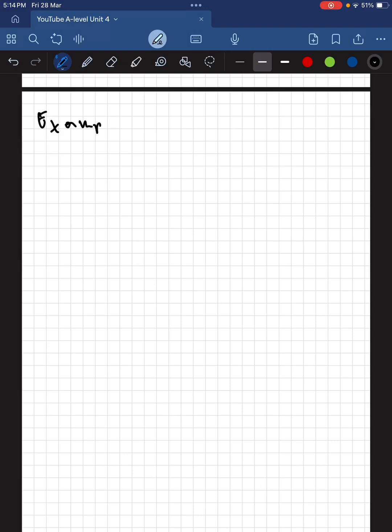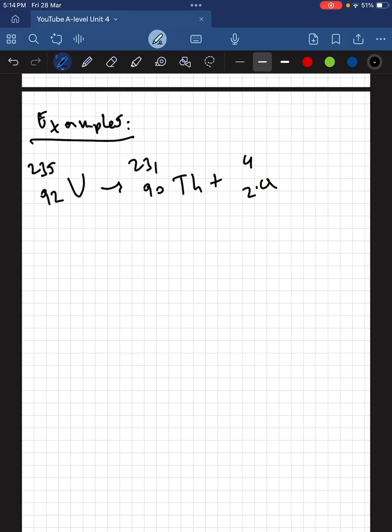Now let's see some action via examples. We have uranium-235, which has 92 protons, decaying into thorium-231 with 90 protons plus an alpha particle. Okay, so let's see if things are conserved.